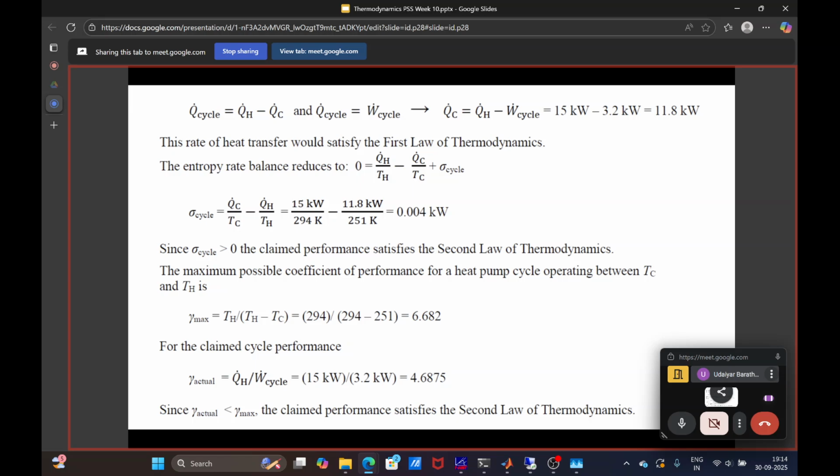Since this coefficient of performance is lower than the maximum theoretical, which is the Carnot COP, the cycle is possible, and it will not violate the second law of thermodynamics. So this is another way of solving it.